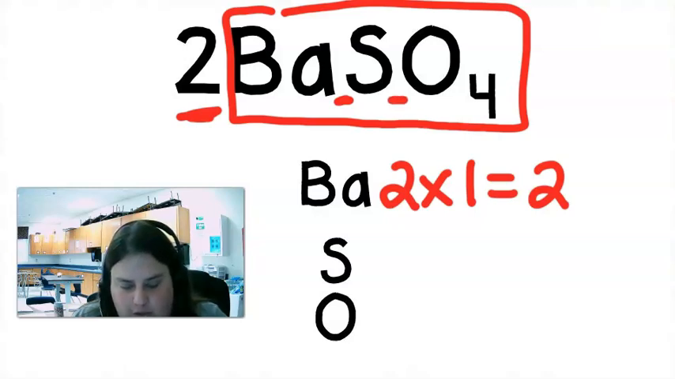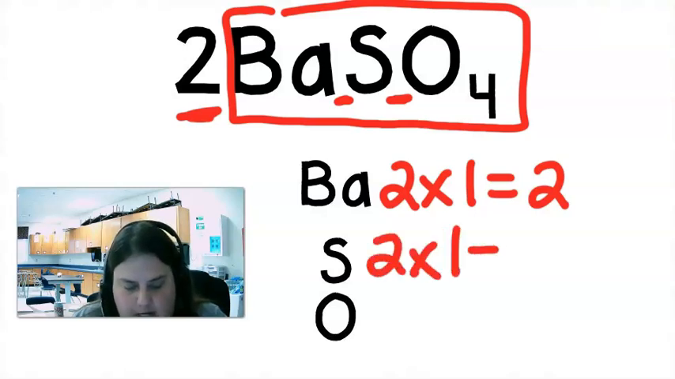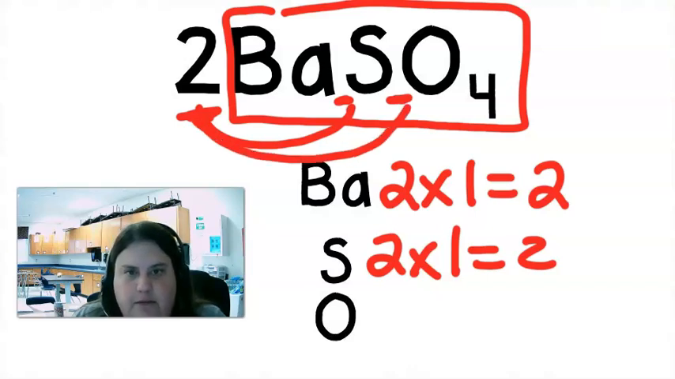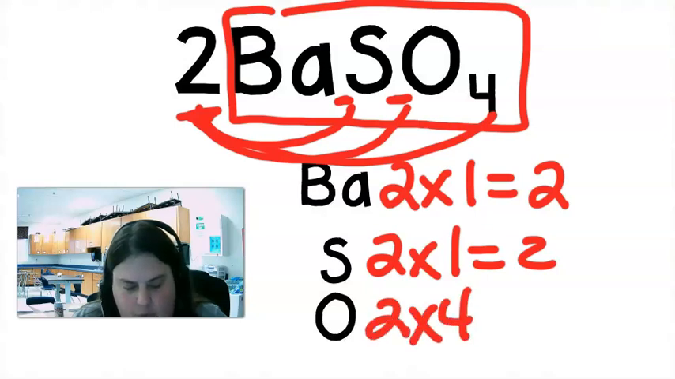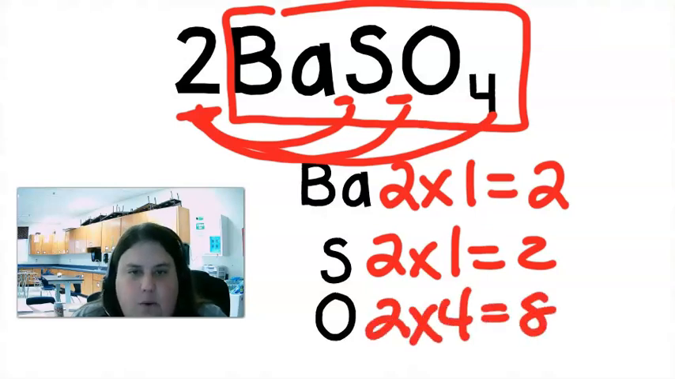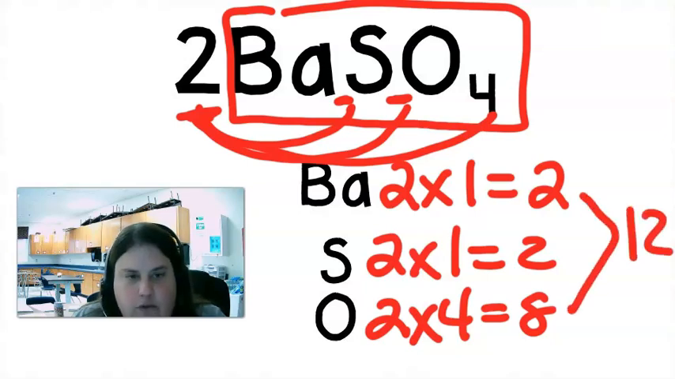For sulfur, sulfur does not have a subscript, so 2 times 1 equals 2. All I'm doing is multiplying through the formula. And then oxygen would be 2 times 4 equals 8. And if I wanted to know the total number of atoms in this formula, it would be 8 plus 2 plus 2, which equals 12.